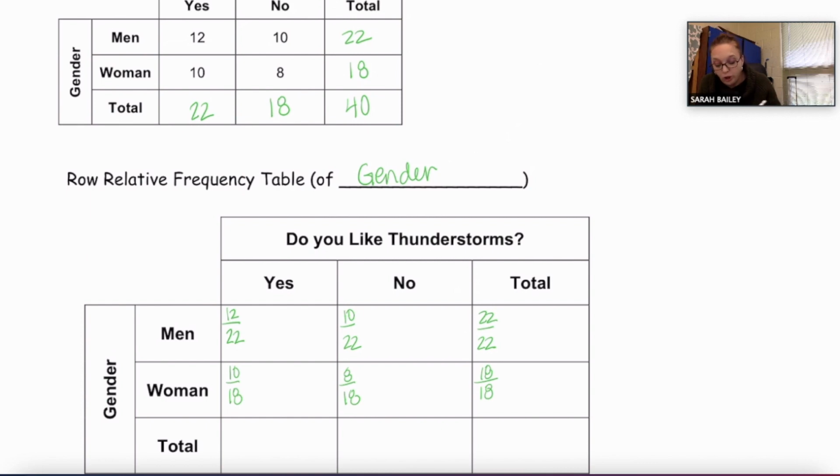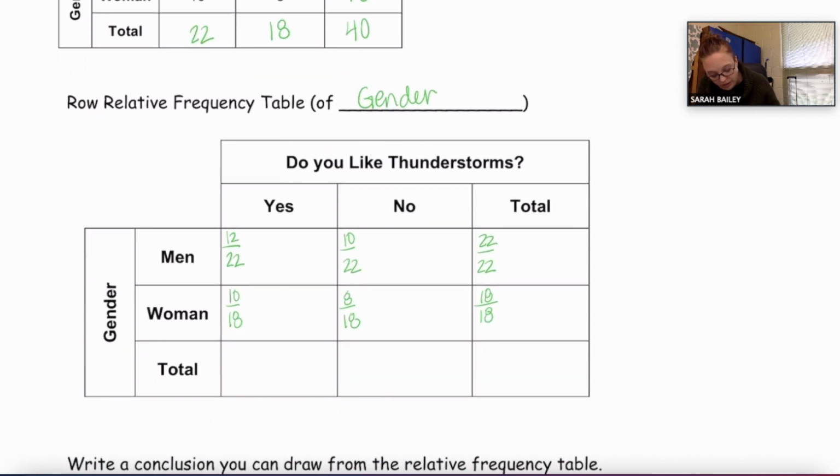When I look at my totals column right here, I'm going to do 22 that said yes out of the total number surveyed, which is 40. So this will be out of 40. 22 out of 40, 18 out of 40, and 40 out of 40. Let me erase that. There we go. That looks a little bit better.